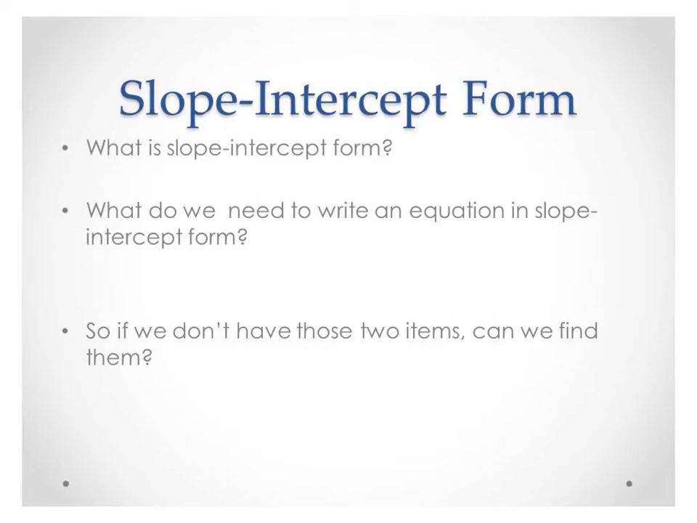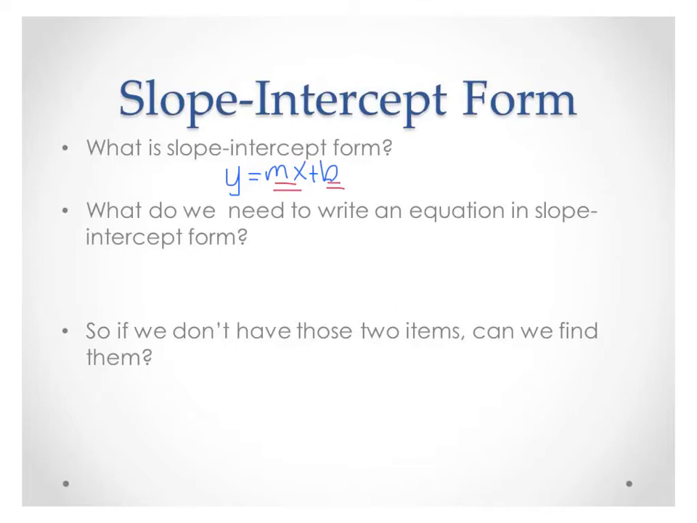So, let's remember first what is slope-intercept form. It is y equals mx plus b. And when you're asked to write something in slope-intercept form, you do need to make sure that the y is on the left, your x is the first term on the right, and then your constant.